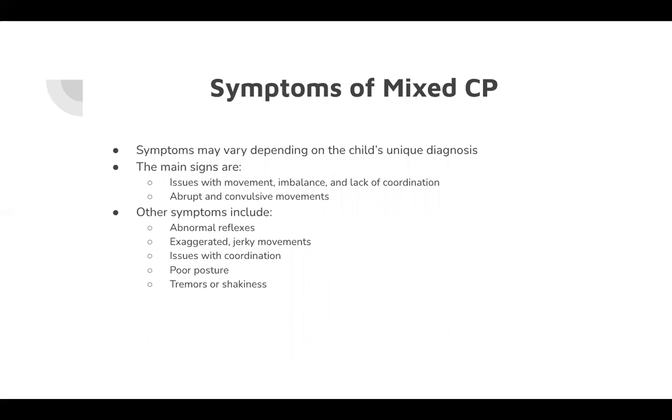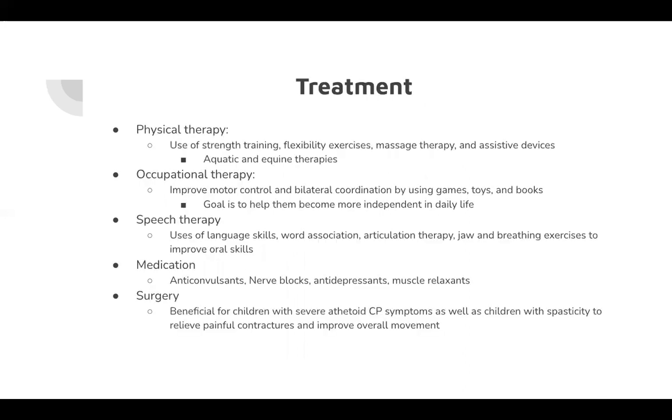All right, so now some symptoms of mixed CP. Symptoms may vary depending on the child's unique diagnosis. The main signs are issues with movement, imbalance, lack of coordination, and abrupt or convulsive movements. Other symptoms include abnormal reflexes, exaggerated jerky movements, issues with coordination, poor posture, tremors, or shakiness.